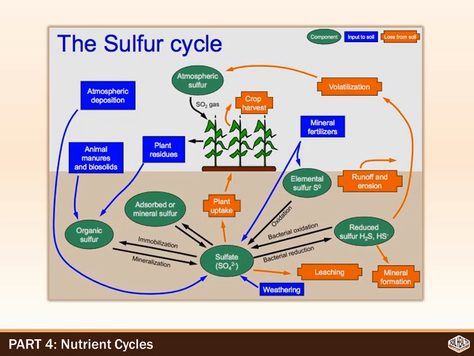Sulfur, with its negative charge and relative solubility, follows a cycle that's very similar to nitrogen's. Here you can see plant and animal residues coming in on the left and made part of the organic matter pool, which can then be mineralized by microbes into sulfate that is available for plant uptake, but which could also be lost through leaching or volatilization, like nitrogen.